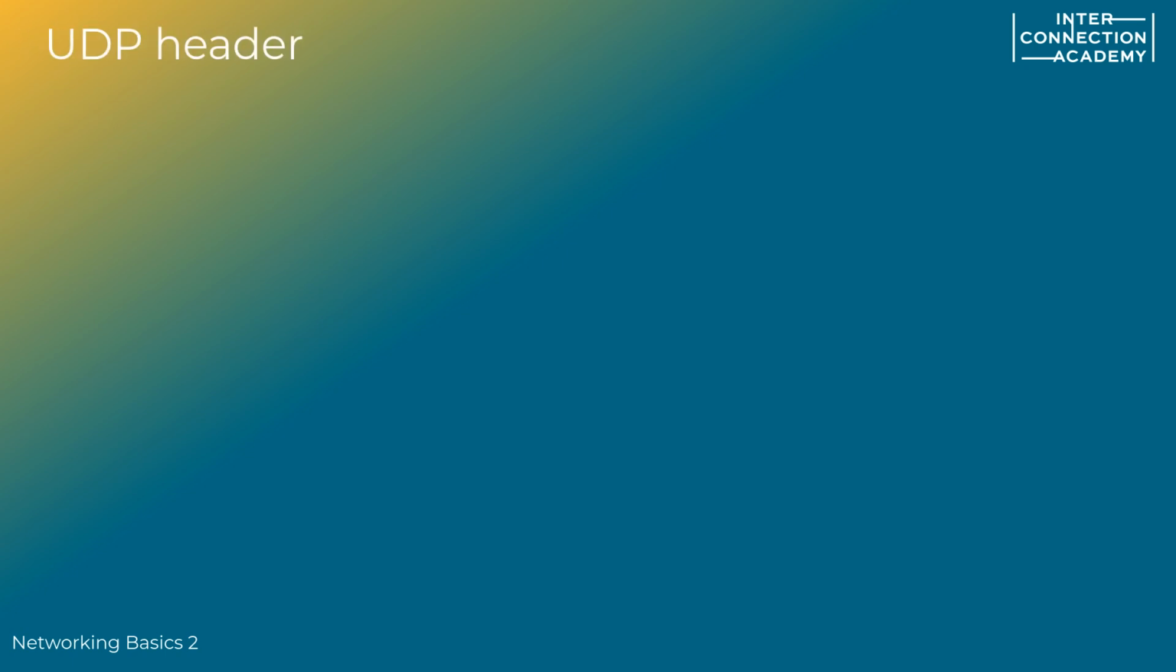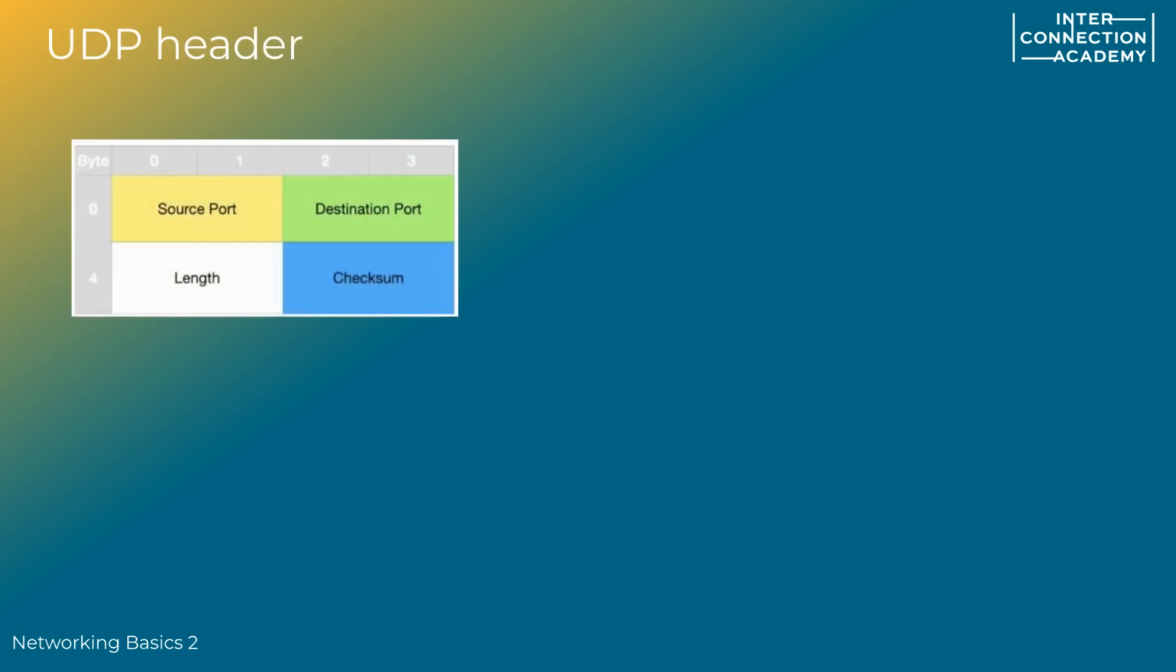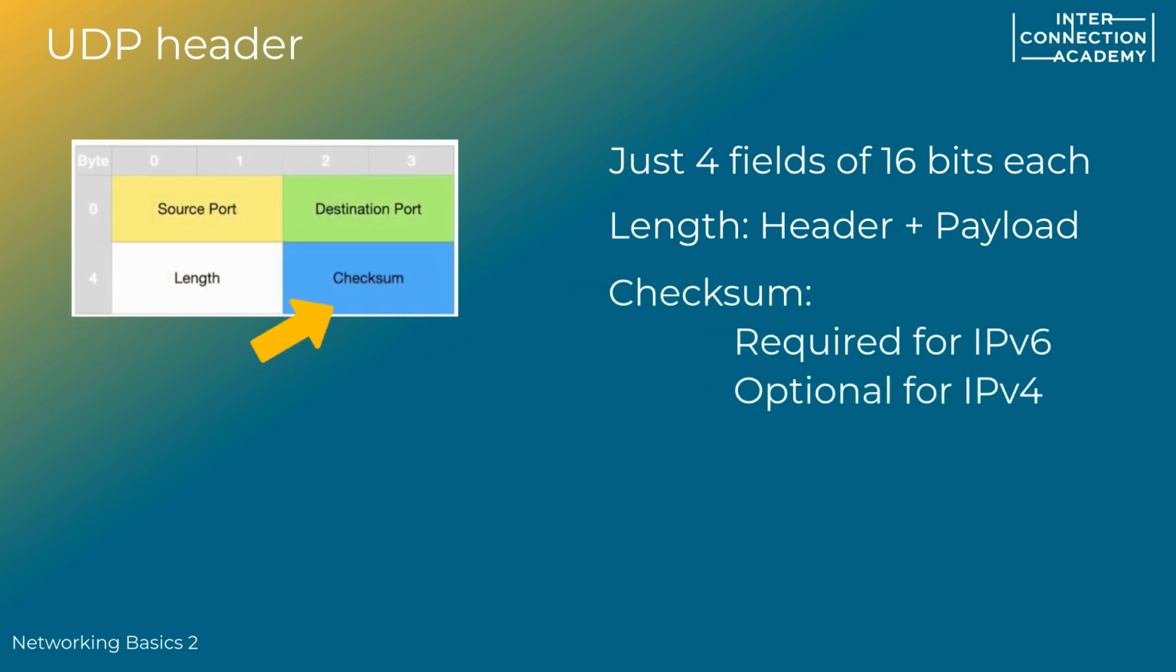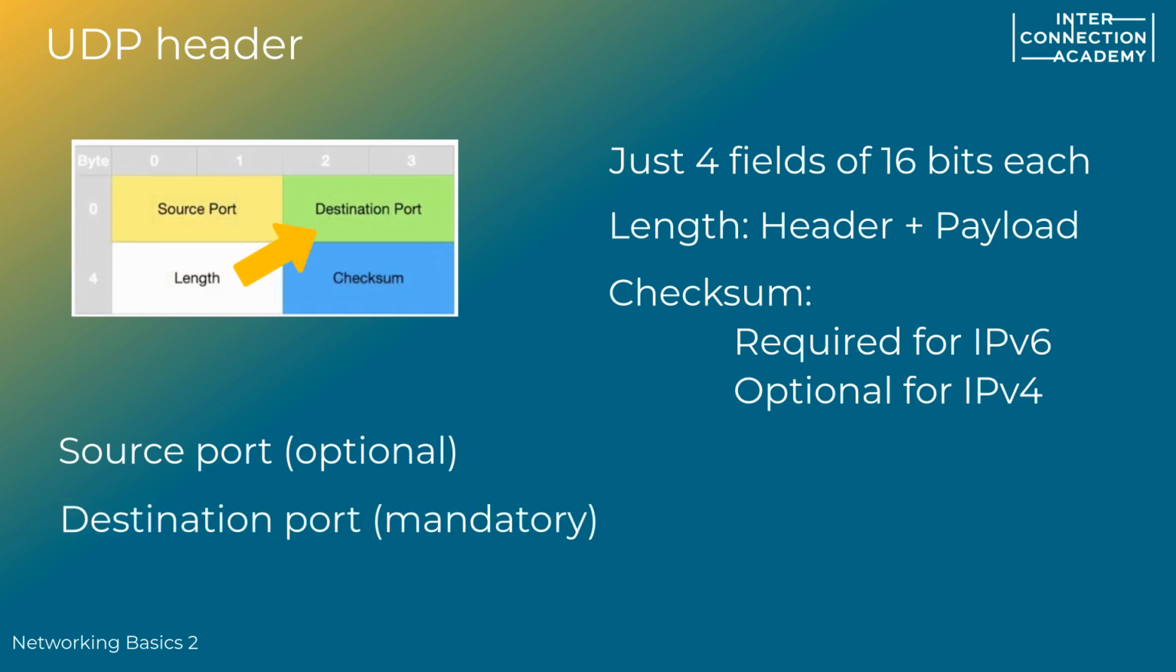Let's have a look at the UDP header. The UDP header looks very simple, it's just four fields, each of them 16 bits long. The length field informs about the total length of the UDP header plus the payload. Then the next field is the checksum, which is optional for IPv4 because it already has a checksum field. It's required for IPv6. Then we have two port fields, a source port, which is optional, and if it's not used, is set to 0, and the destination port.